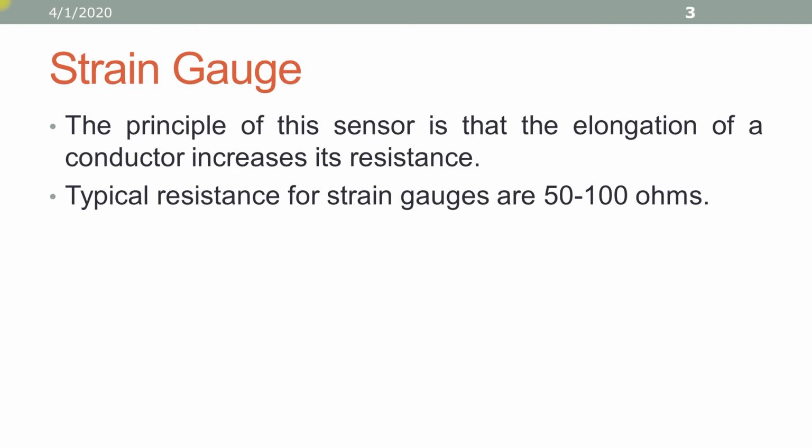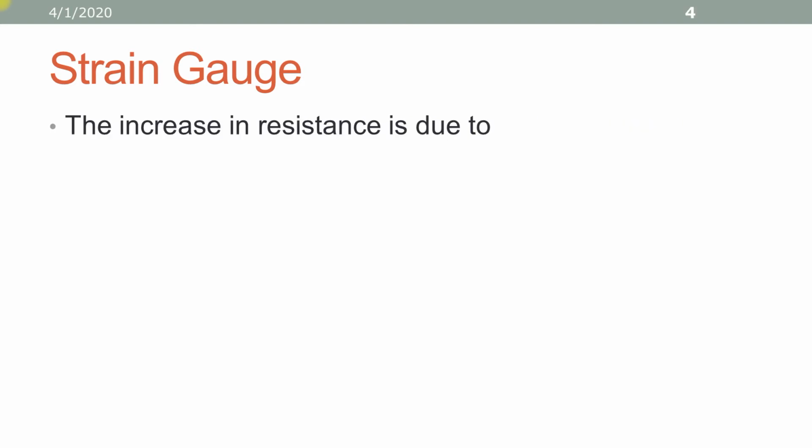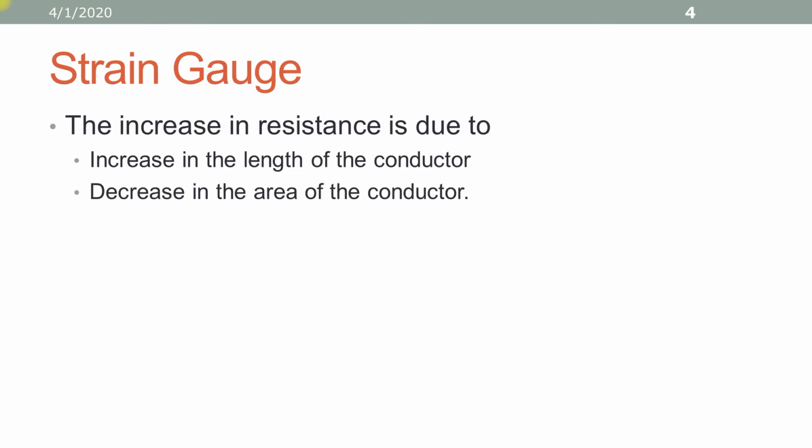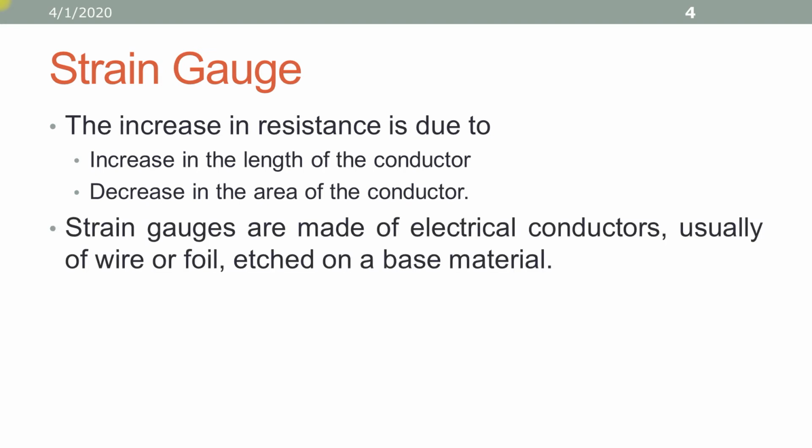Then we can calculate using a Wheatstone bridge, that is the common method. As we know, resistance will increase in two ways. Since resistance is rho L by A, it is proportional to L, so one option is increasing the length of the conductor. The second option is decreasing the area of the conductor. These are the two options for increasing the resistance.